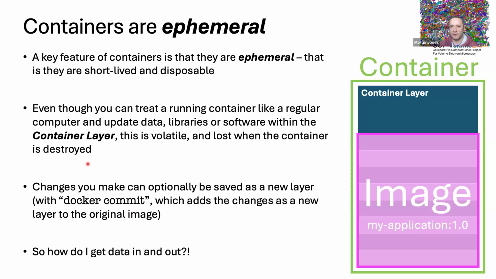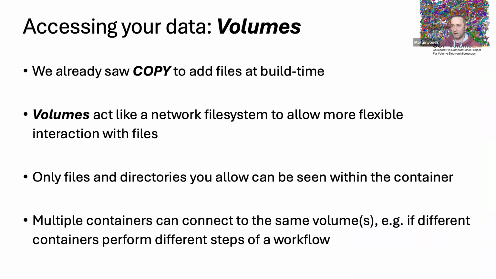But of course, we want to be able to process data and then have the data still on our disk when we have finished and close the container down. And the way we do that is with something called volumes. So we already saw in the Docker file, there's a copy command. So I can copy files directly into the image if I know what they are ahead of time. But with image data, I may not know exactly what images I want to run it on, or I may use a container after I've acquired new images. And so in that case, we use something called volumes.